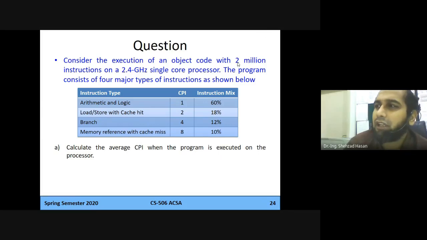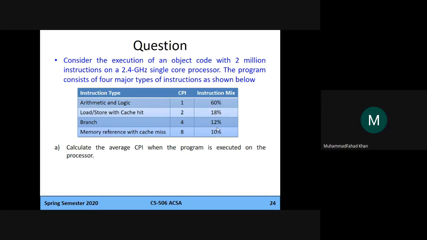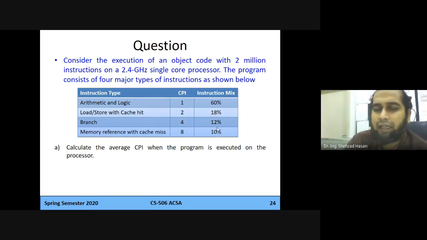So what you need is the percentage of these. You don't really have to multiply and get that number and then further divide it by 2 million. It's not necessary, because if it's 60% defined here, you just have to multiply 0.6 by 1, 0.18 by 2, 0.12 by 4, and 0.1 by 8. And that number that you're going to get would be the average CPI. You don't have to further divide it by the instruction count, because you're taking the weighted averages, right? Is it okay? Yes, sir. Done. Okay, thank you.